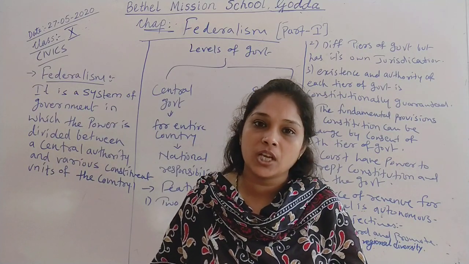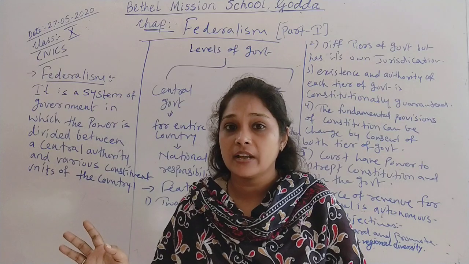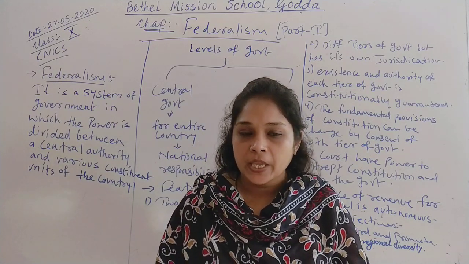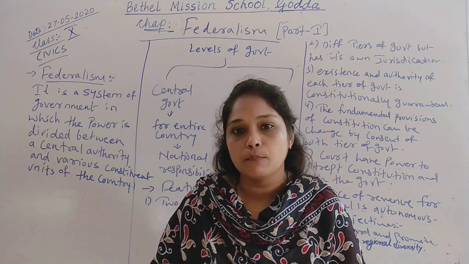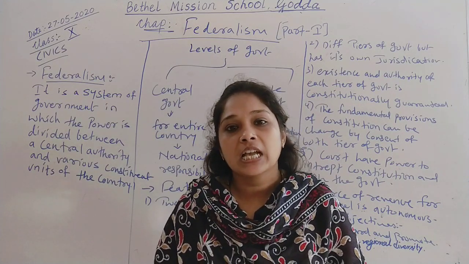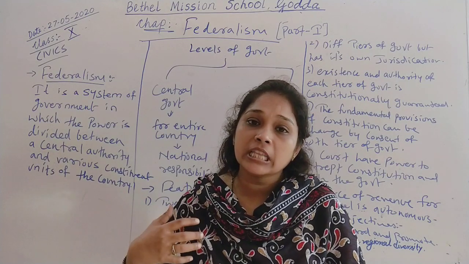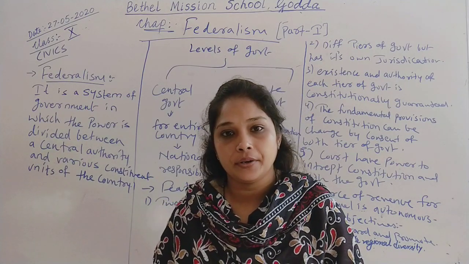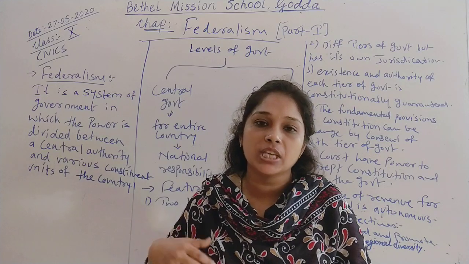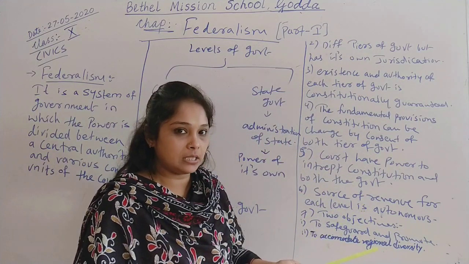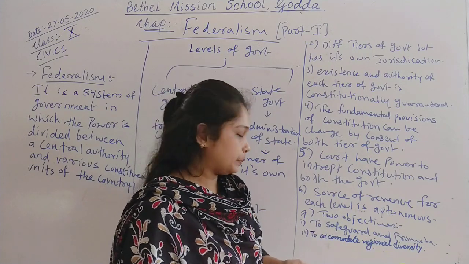And these revenues of the government have been divided between the central government at the central level and state government at each state level. They have their own autonomous monetary system through which they collect revenue, run the country, and fulfill the monetary requirements of the country or of the state. So they have their own autonomous monetary system or source of revenue.